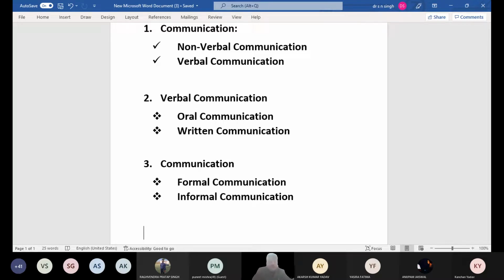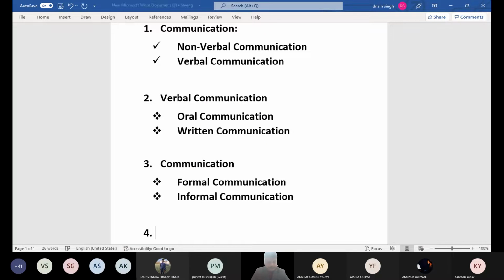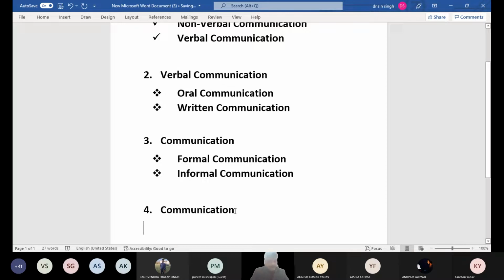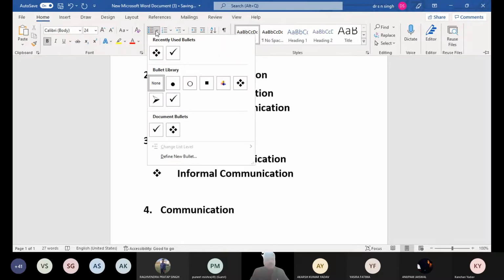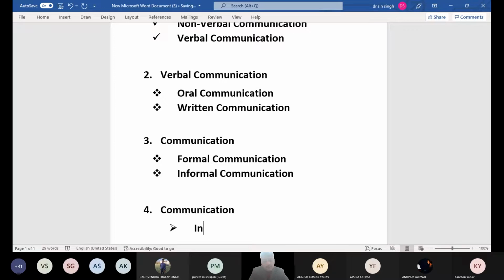Now let us move to the fourth segment of the communication and how it works. That's what was asked as a question, I think, by one of your classmates, and let us talk about that communication in this way. We will begin with interpersonal communication. What is interpersonal communication?